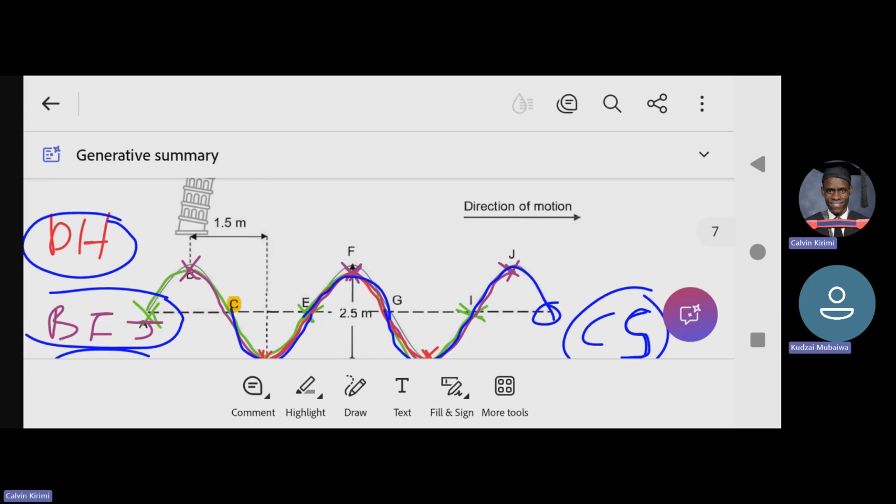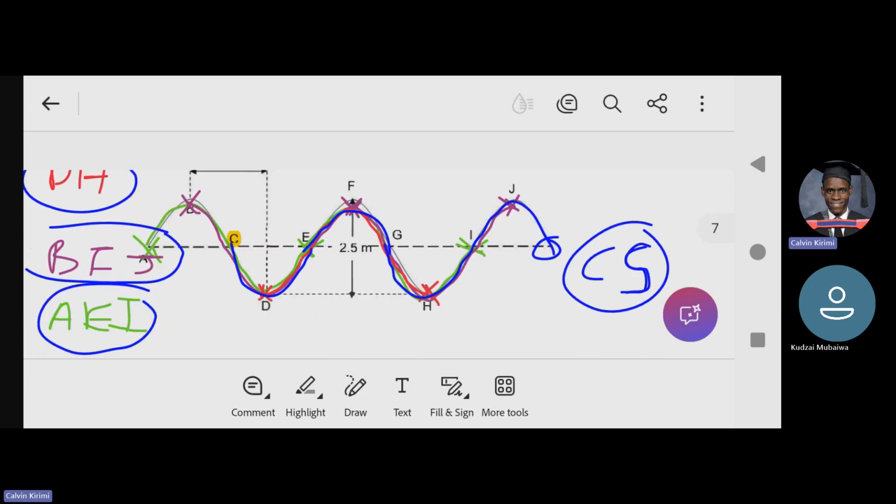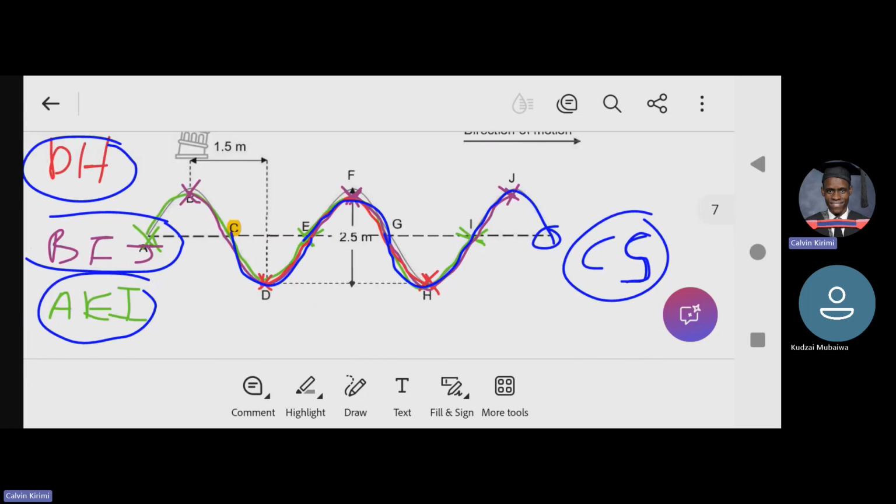E and F, are they in phase or out of phase? Out of phase. Yes, out of phase, because the wave is not complete. It's not one complete wave. It may be a quarter cycle, it may be a half cycle. But the ones that are in phase are the ones that are completing the wave. You get it? Yes, sir.